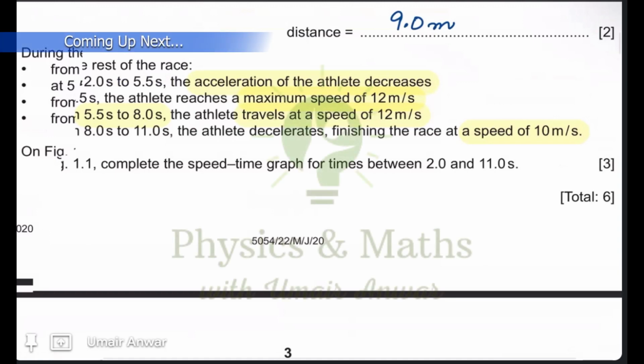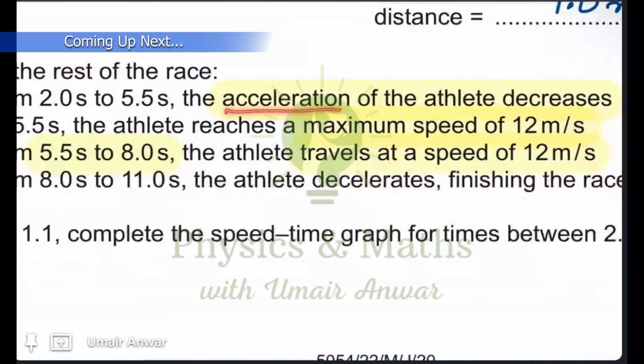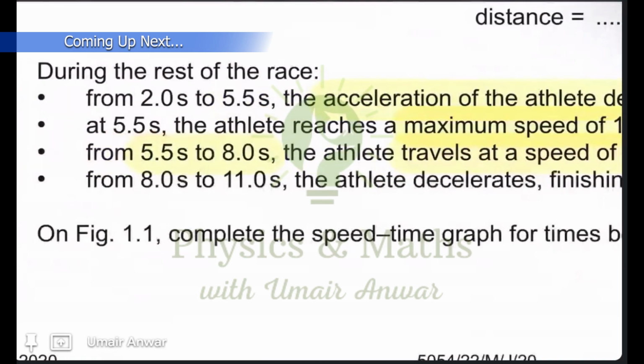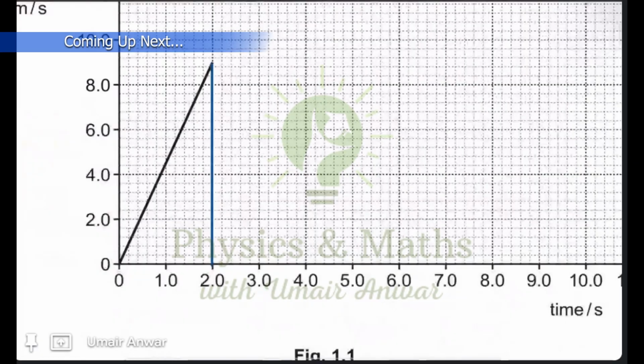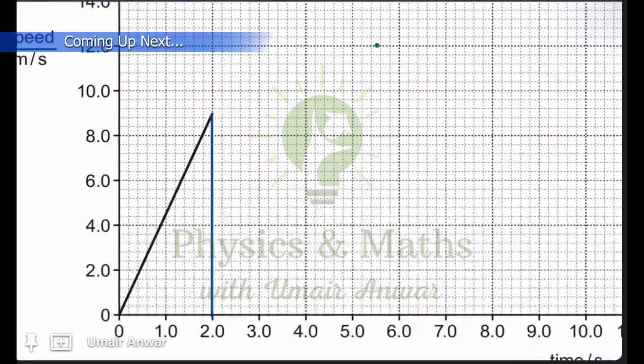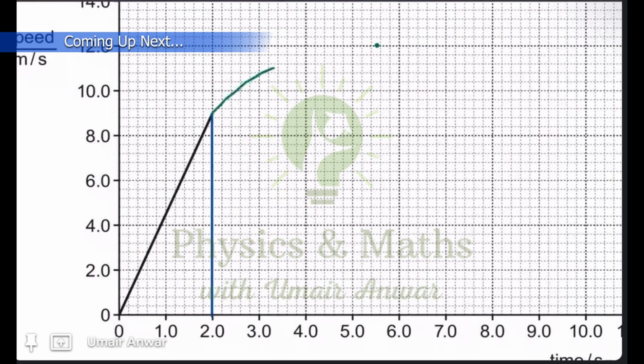The graph from 2 seconds to 5.5 seconds would show an acceleration, and at 5.5 seconds, the athlete is going to reach the speed of 12 meters per second. Now, this would be the point where we would be showing 5.5 seconds time. The speed at 5.5 seconds would be 12 meters per second. And since the acceleration is decreasing, we are going to make a curve over here. And that curve would show a decreasing acceleration.